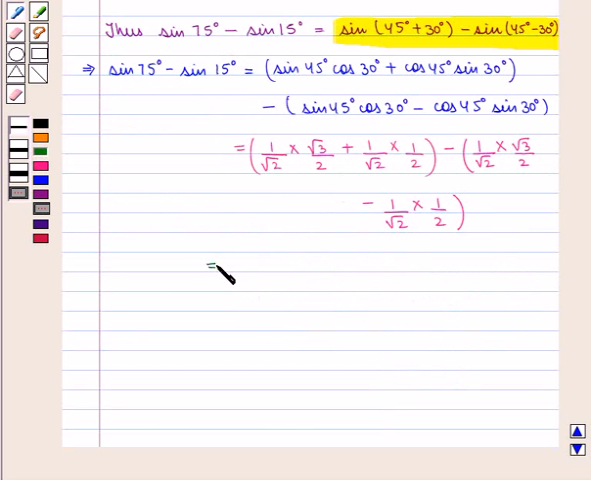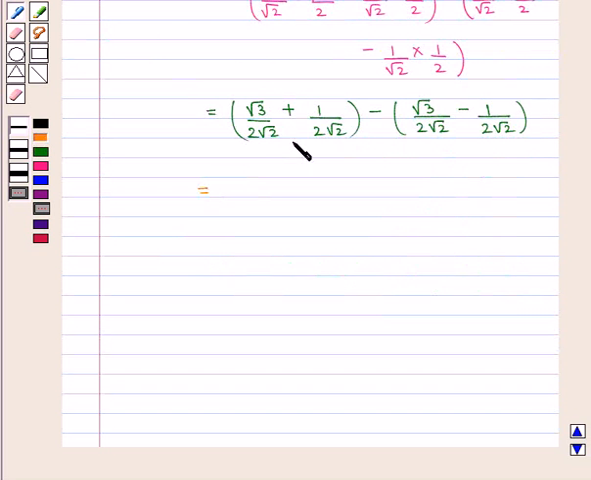and this is equal to 1 into square root of 3, that is square root of 3 upon square root of 2 into 2, that is 2 root 2, plus 1 upon 2 root 2, the whole, minus square root of 3 upon 2 into square root of 2 minus 1 upon 2 into square root of 2, the whole.